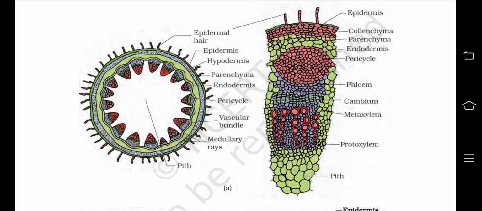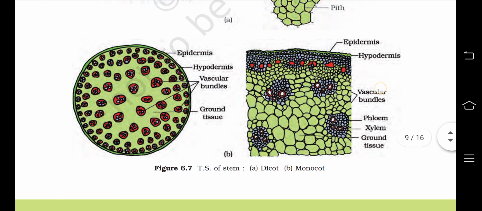Now let's see the diagram of a TS of a monocot stem. And it is showing the epidermis, hypodermis, vascular bundles and the ground tissue. Let's elaborate a bit. So the epidermis, after that the hypodermis comes. The hypodermis is of sclerenchymatous tissue, and then come the scattered vascular bundles, actually in a large number as well. Each is surrounded by a sclerenchymatous bundle sheath and a large conspicuous parenchymatous ground tissue.